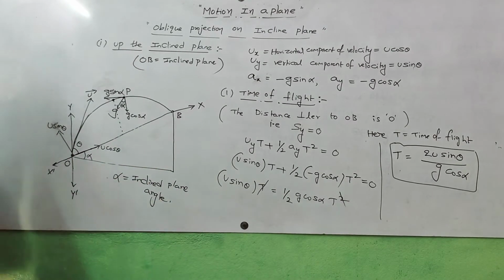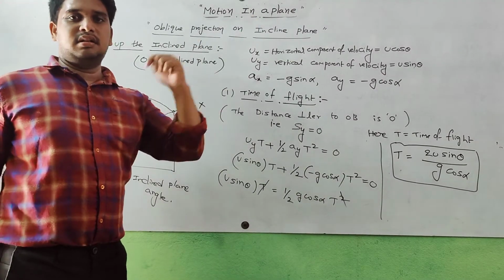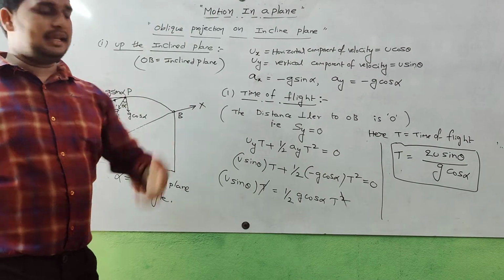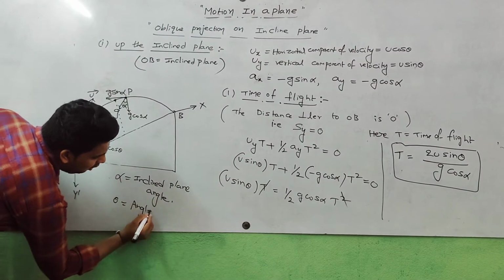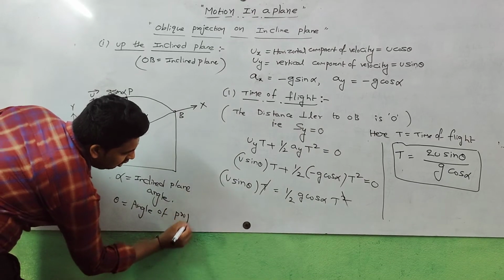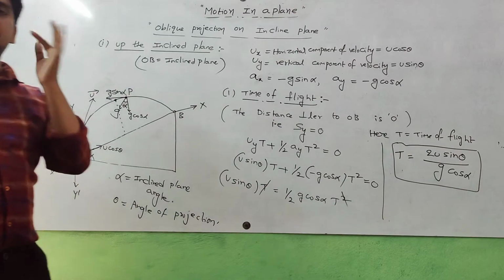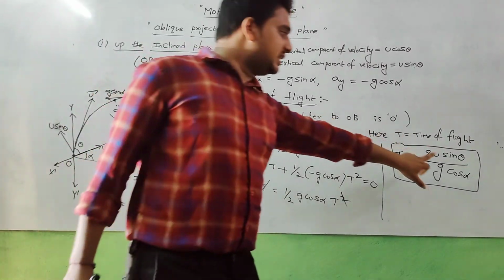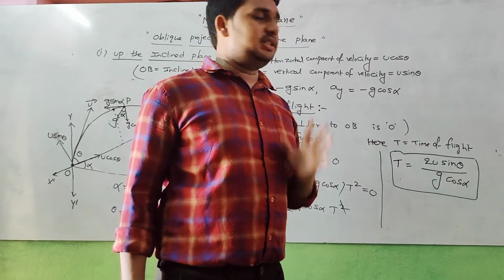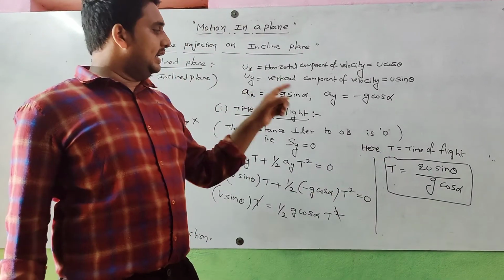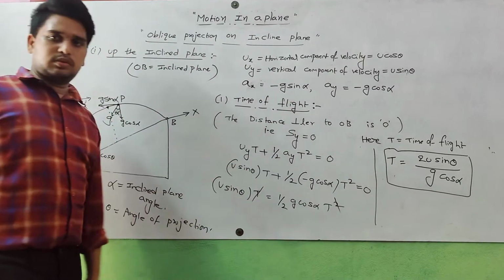Alpha is the inclined plane angle. Theta means the angle of projection. U means initial velocity. Here g means acceleration due to gravity. So this is the derivation of time of flight. So we got the time of flight now.